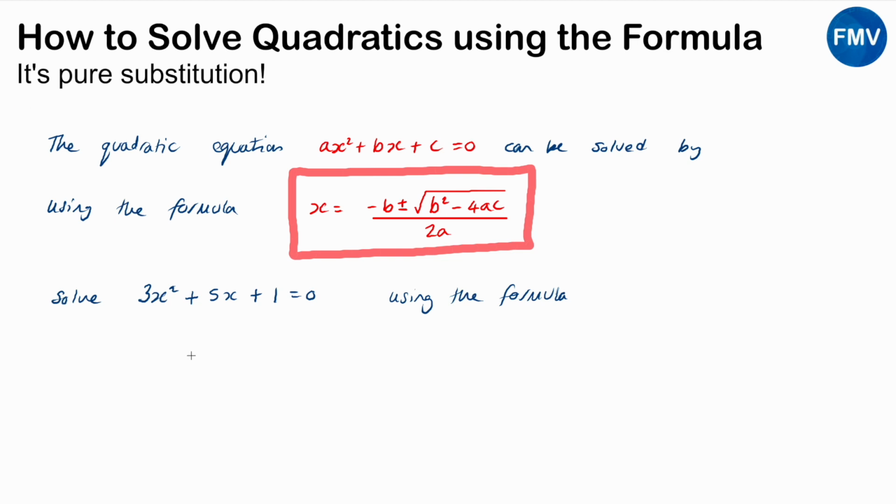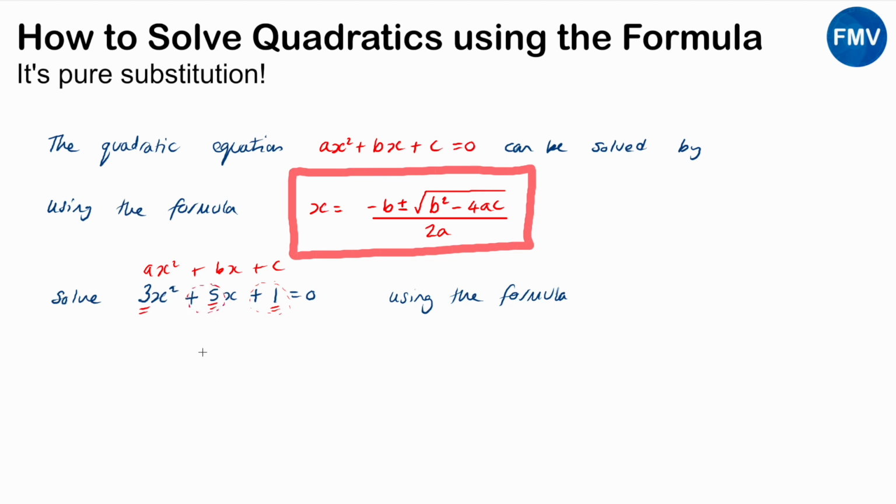So why would we use the formula? We'd use the formula if we couldn't factorise. First of all, you need to remember the quadratic equation of ax squared plus bx plus c. And the reason for that is you are going to now use the value of a, use the value of b, and use the value of c. Remember, the sign in front of the number is attached to that number, so be careful here.